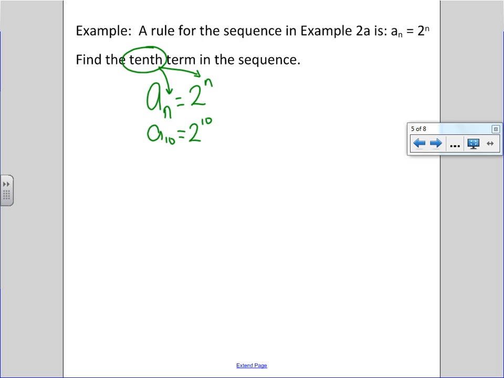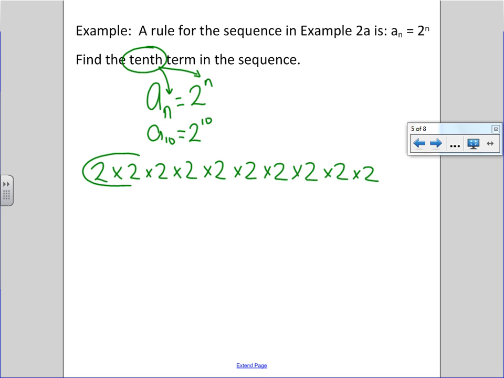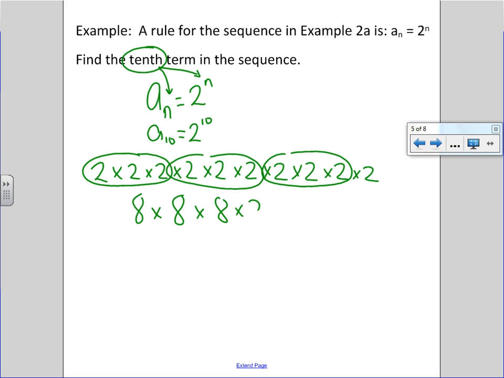So the 10th term is 2 to the 10th power, so that literally means 2 times itself 10 times. So I have 1, 2, 3, 4, 5, 6, 7, 8, 9, 10. Okay, so instead of punching it into my calculator over and over again, I know some really quick ones, right? We hopefully all know that 2 times itself 3 times is 8. So those 3 would be 8. Oops, I didn't circle the third one. Okay. And then the last one, bring down that times 2. So we've taken care of 3 of them right there.